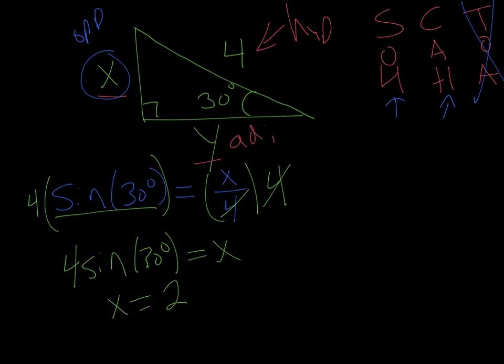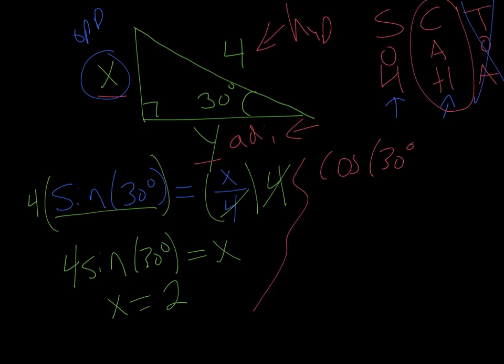Now we can solve for y in a very similar fashion. If I'm looking at y, that's the adjacent side. That would tell me I have to use cosine. So if I'm going to use cosine, I'd say cosine of 30 degrees, again the angle, is equal to y, my adjacent side, divided by 4, my hypotenuse.